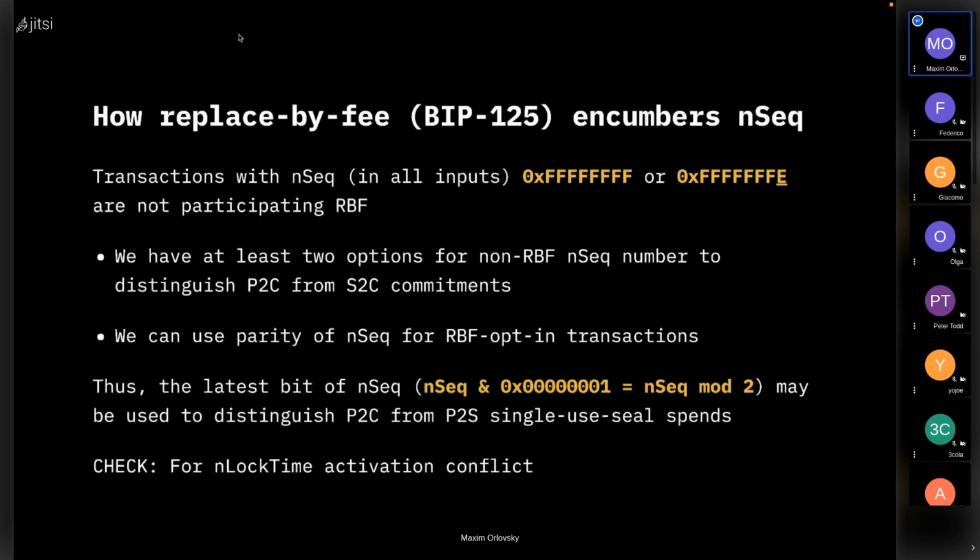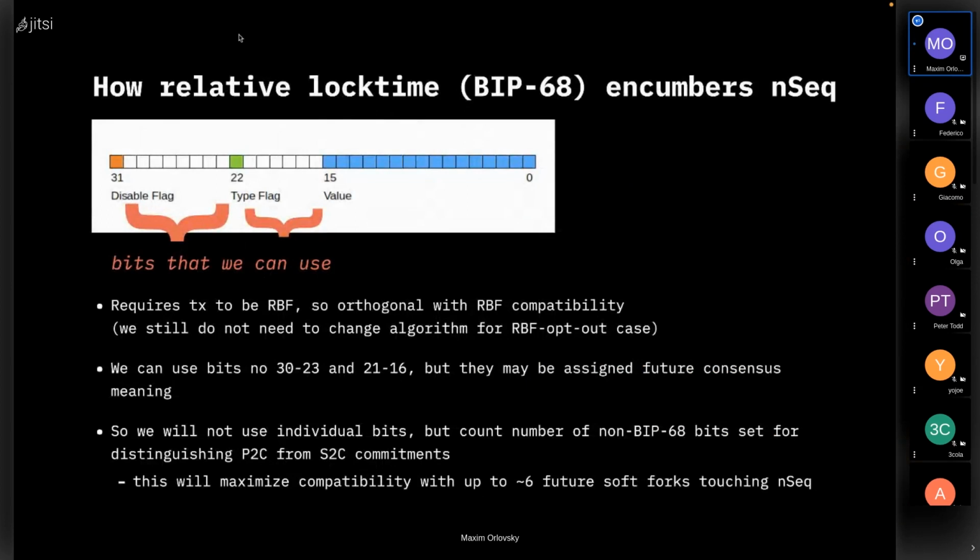So the second encumbrance on nSequence is the nSequence verify thing. It uses certain bits of nSequence, namely 31, 22, and bits from 0 to 15. Meaning that the rest of the bits are not used and can be used by us. But again, they can also be used by future soft forks. We can't predict which soft fork will assign a certain bit some meaning.